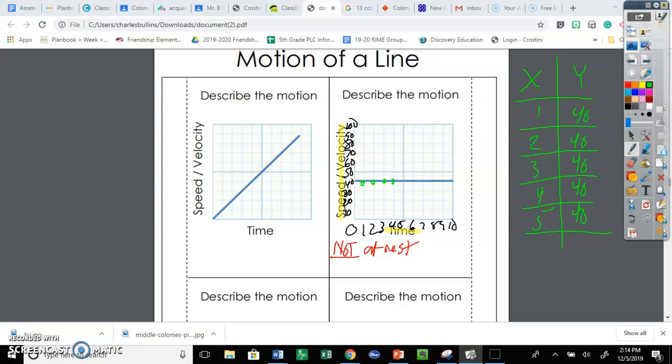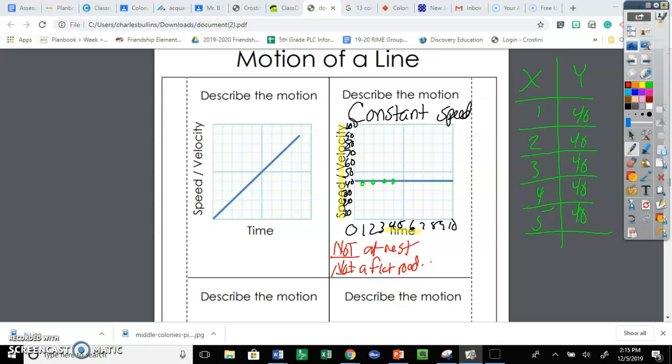So let's think about this. Every time I look at this car, it's going 40 miles an hour. To me, it doesn't seem like the speed is changing at all, does it? So what do we call that when the speed doesn't change? This is constant speed. Don't be tricked. This is not a flat road.